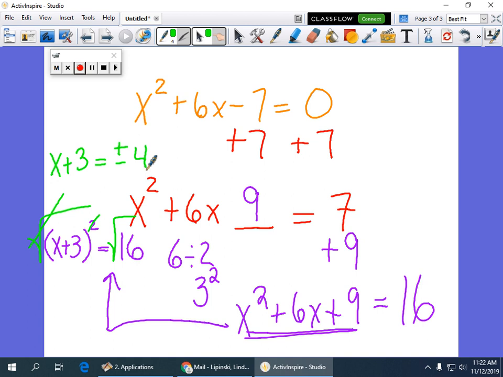Cool? All right, now we're almost done. So now we have the equation x plus 3 equals 4 or x plus 3 equals negative 4. How do I get x by itself? Subtract 3, so x equals 1. Over here, subtract 3, x equals negative 7.